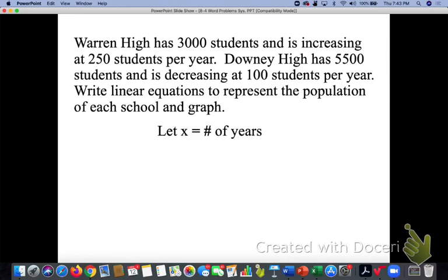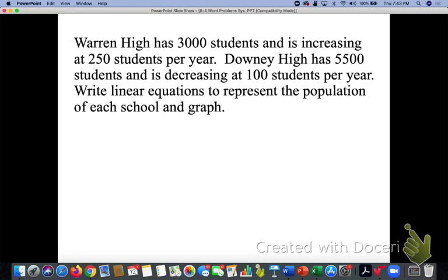Okay, let's try another one. Warren High School has 3,000 students and is increasing at 250 students per year. Downey High has 5,500 students and is decreasing at 100 students per year. Write a linear equation to represent the population of each school and graph.